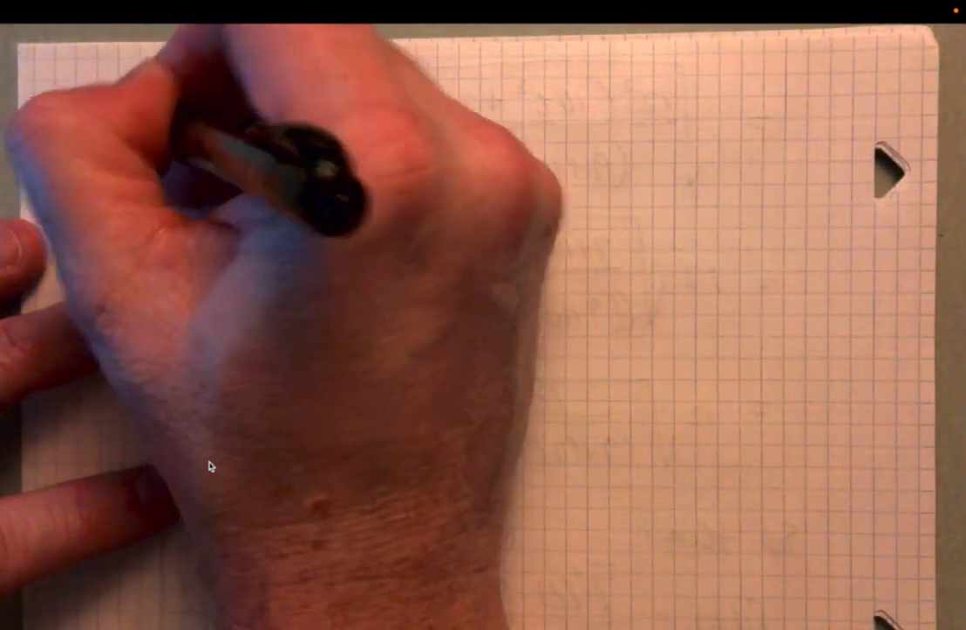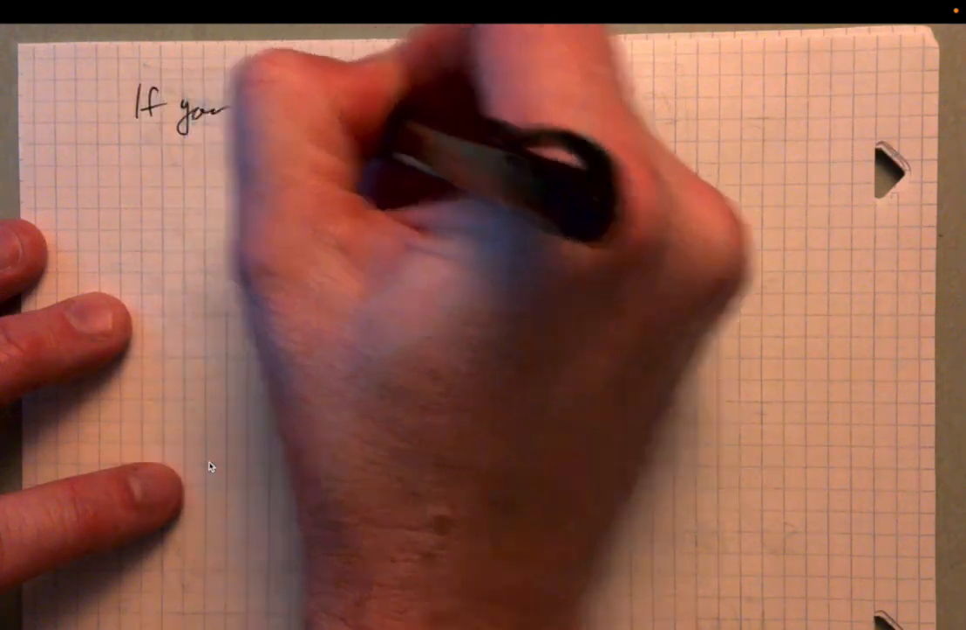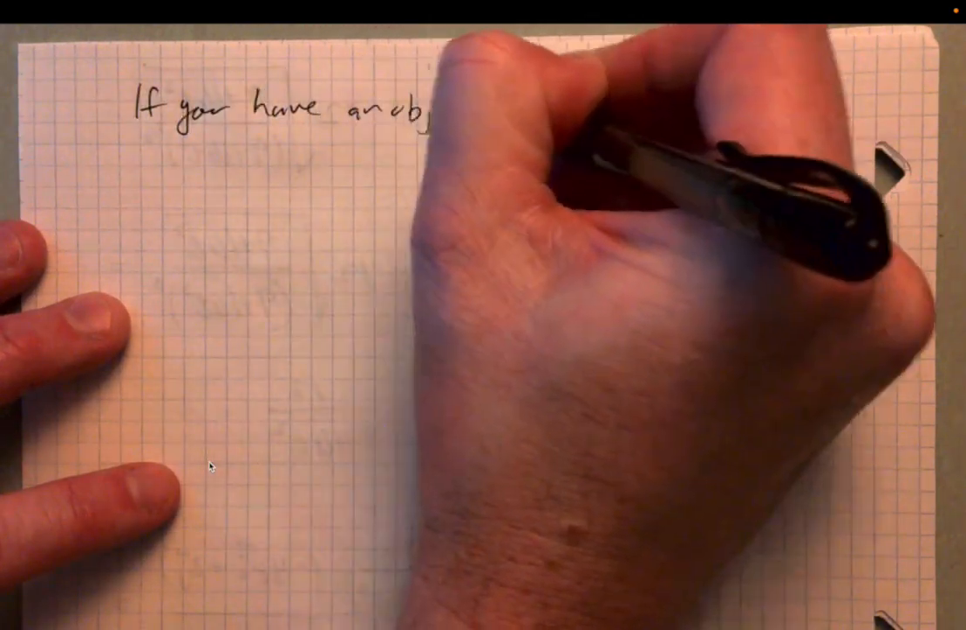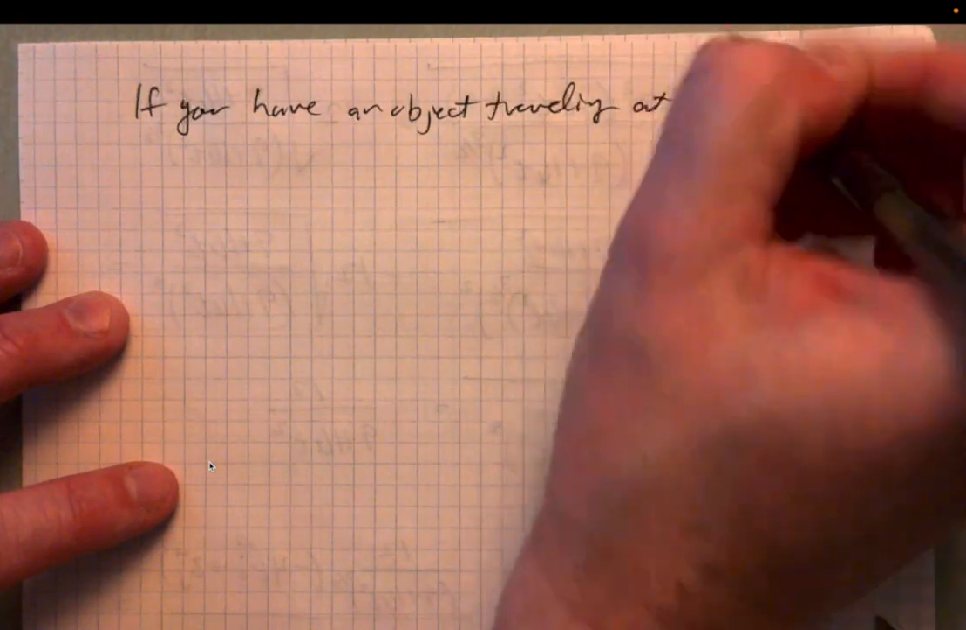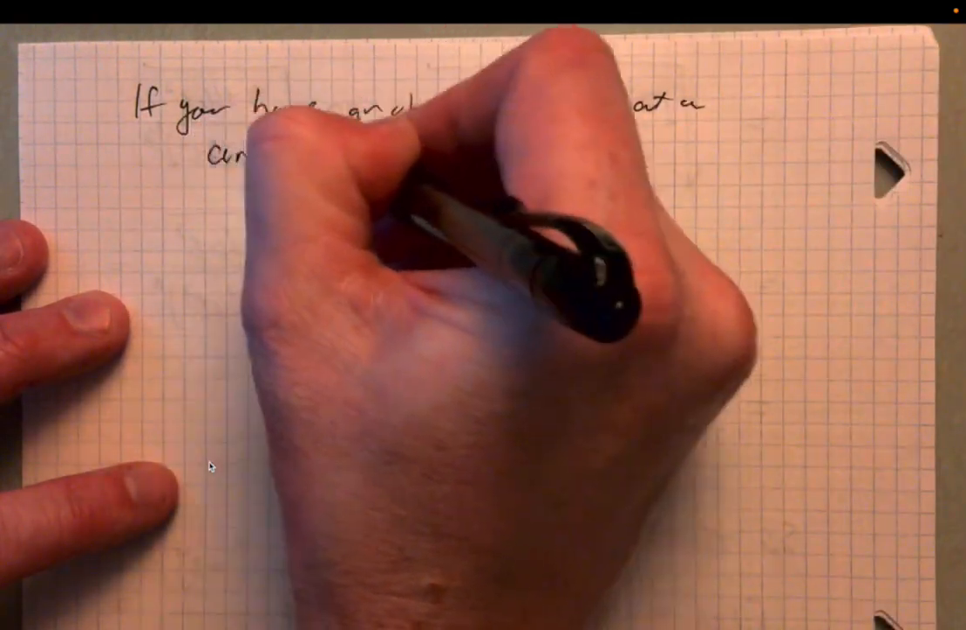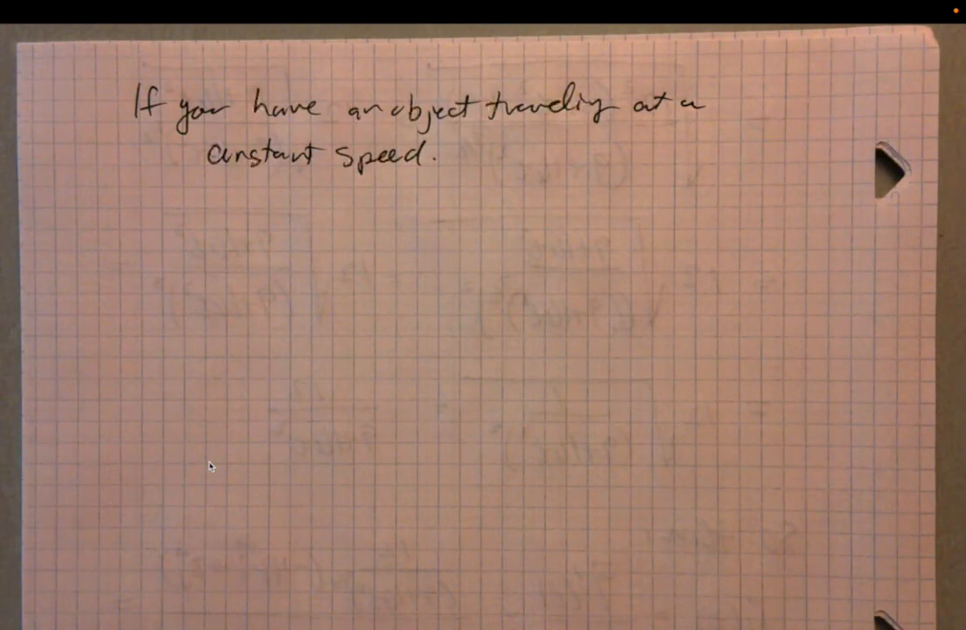Okay, so let's put this into context with what we talked about last time. Last time we talked about if you have an object traveling at a constant speed, meaning its velocity might be changing, i.e. in direction, but its speed, the magnitude of the velocity, is constant.